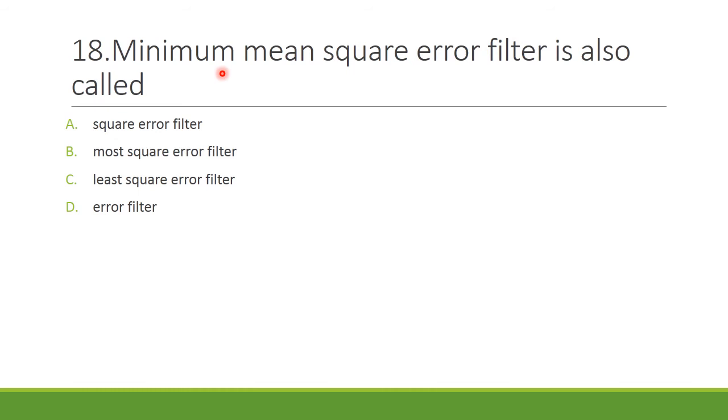Next question. Minimum mean square error filter is also called option A square error filter, option B most square error filter, option C least square error filter, option D error filter. So minimum mean square error filter is also called as least square error filter. Option C is the right answer.